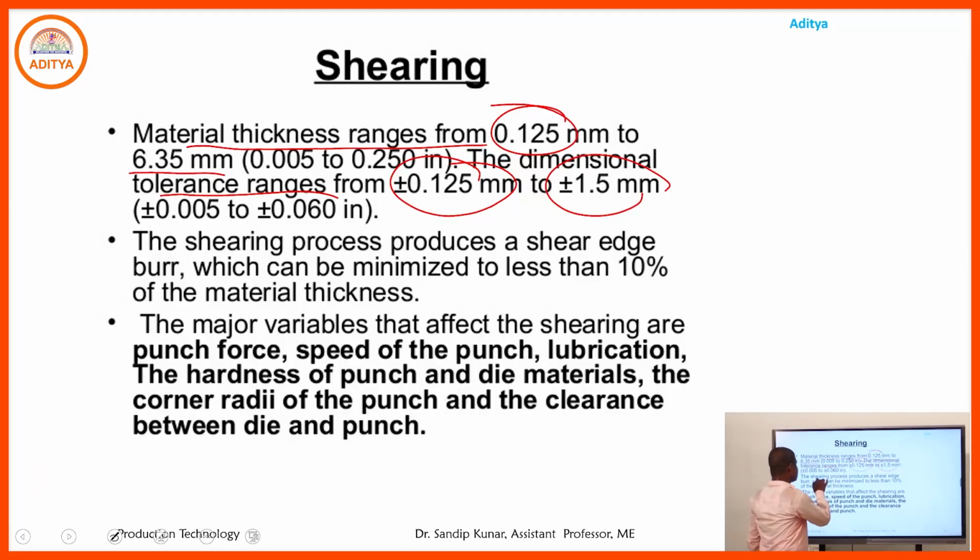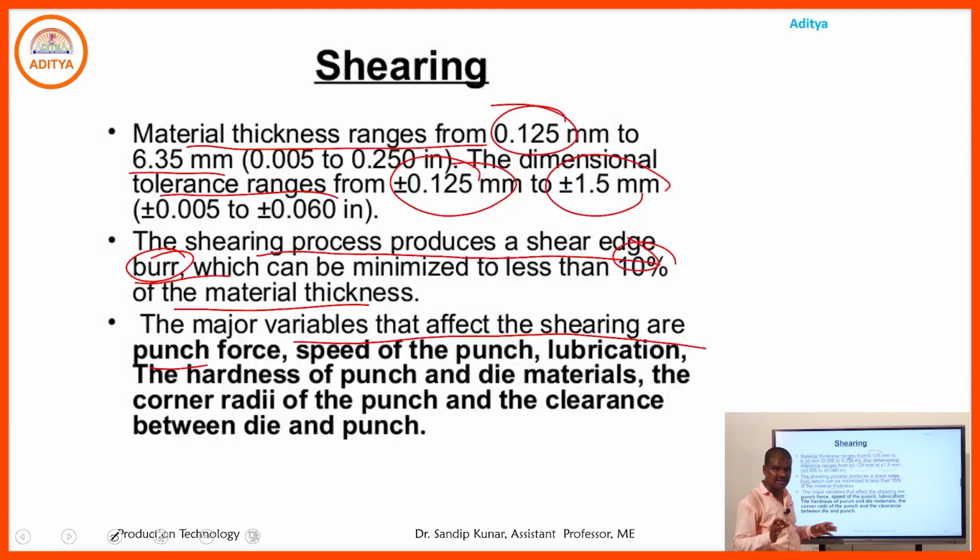Also, the shearing process produces shear edge burr. Sometimes when we do the shearing operation, a shearing edge burr will be formed, which can be minimized to less than 10% of the material thickness. If we take less than 10% of the material thickness, we reduce the shear edge burr formation. What are the major variables which affect the shearing operation?